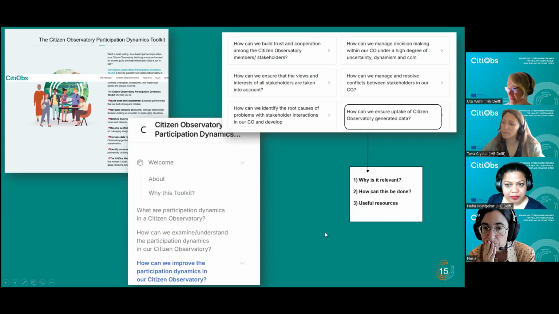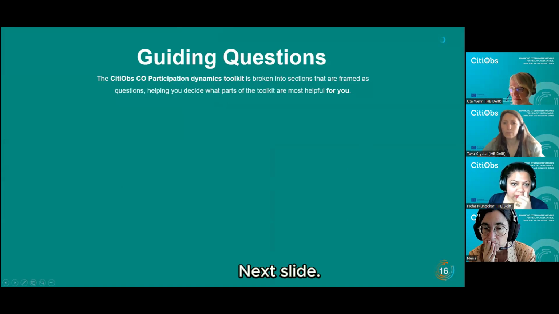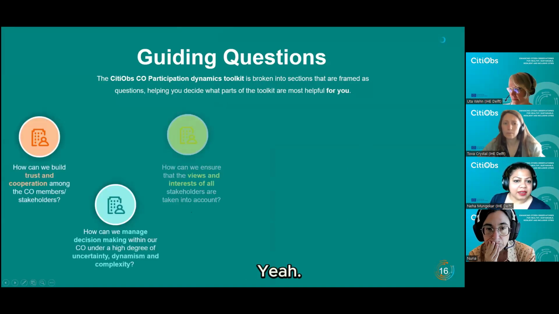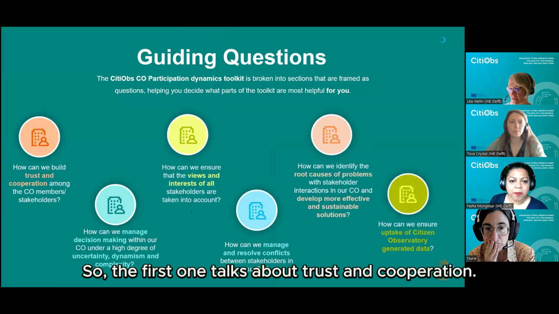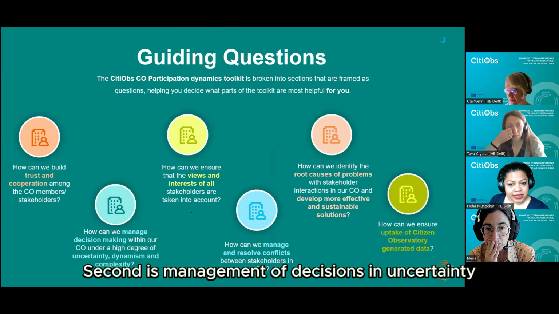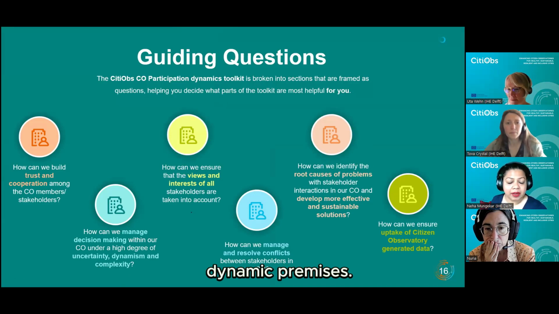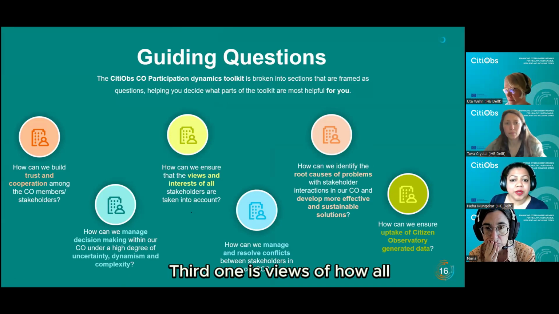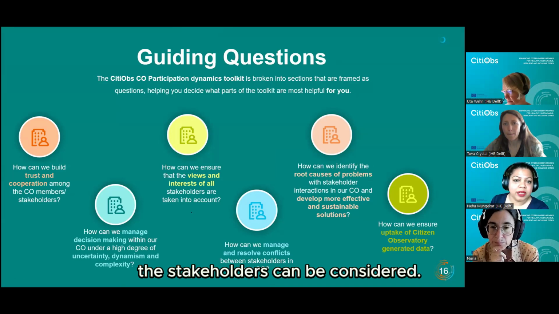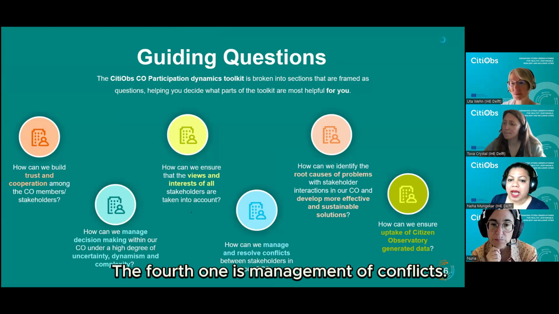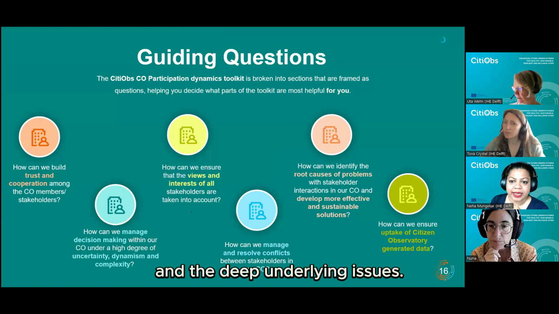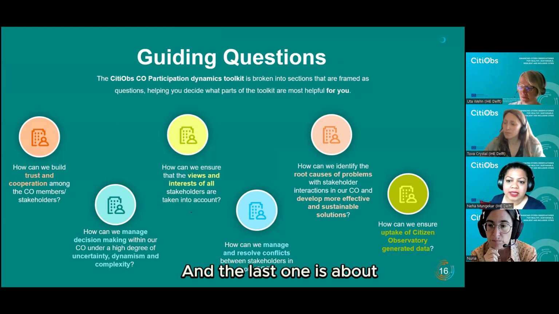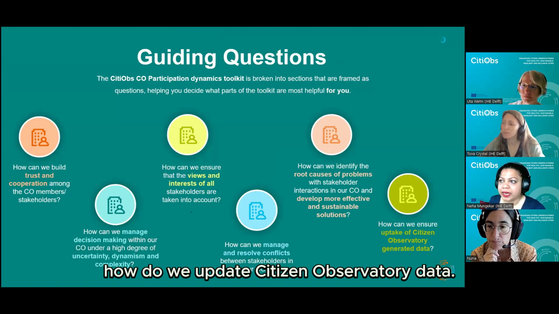Next slide, please. Next slide. Yeah, so this is exactly what I explained. The first one talks about trust and cooperation. Second is management of decisions in uncertain, dynamic premises. Third is how the views of all the stakeholders can be considered. The fourth is management of conflicts. The fifth is identifying the root causes and the deep underlying issues. And the last one is about how we uptake citizen observatory data.